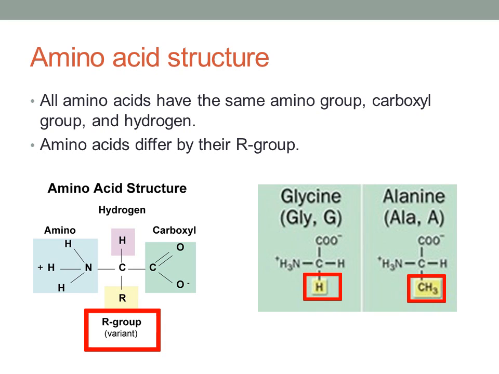All right, now let's go over amino acid structure. So amino acid structure, remember, has the same amino group, which is highlighted in blue on the left, a carboxyl group, which is highlighted in green, and a hydrogen group, which is highlighted in purple. But amino acids actually differ only by their R group, so we call that a variant. The thing that's different or makes the amino acid unique compared to other amino acids. So we see in glycine there's a hydrogen, and in alanine we have a CH3, which is a methyl group.